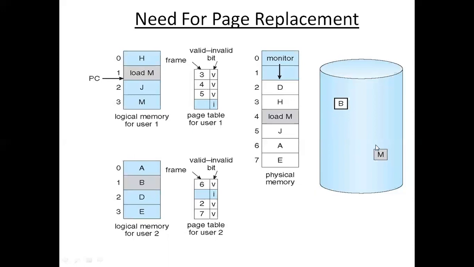Now, when you have to bring either M or B onto the physical memory, B is the page of process 2 and M is the page of process 1. If you have to bring in any one of these, you will see there is no free frame at all. All the frames are occupied by either the operating system, the driver software, or process 1 and process 2. So in this case, there is no free frame. It is in this situation that you have to incorporate page replacement.